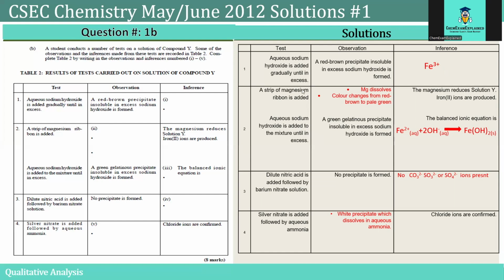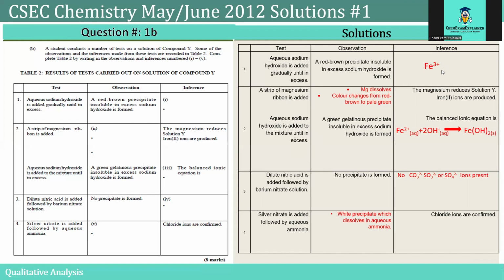Test 2. A strip of magnesium ribbon is added. So let's look at this part first. So the inference is the magnesium reduces solution Y. Iron 2 ions are produced. So we're saying that when we have our solution Y, which contains iron 3, of course, we add the magnesium strip or ribbon. It reacts with the iron 3 solution, and there's a color change from red-brown to pale green, since the magnesium reduces solution Y, which was iron 3.